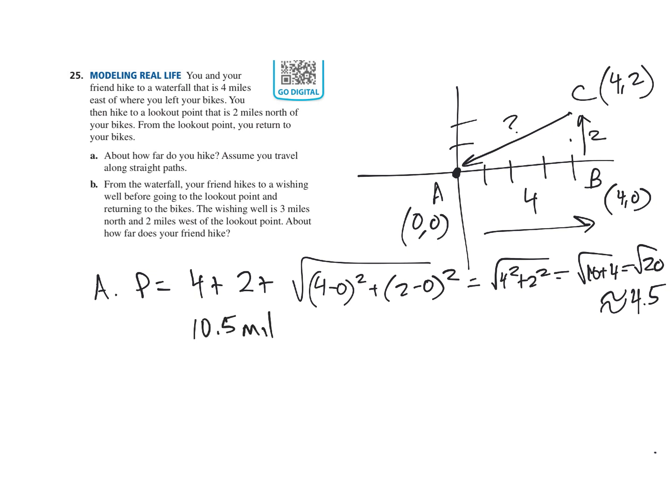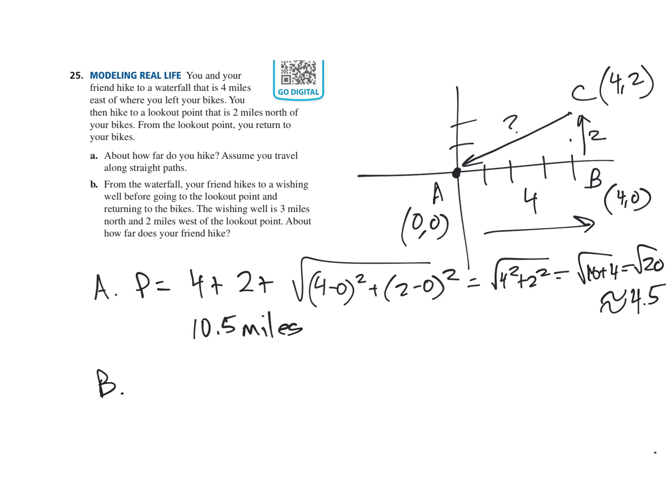That's, you hiked 10.5 miles. That's pretty good. Okay, so now we're ready for part B. From the waterfall, which is point A, your friend hikes to a wishing well before going to the lookout point and returning to the bike. So before he did all that, he decided he was going to go to the wishing well.